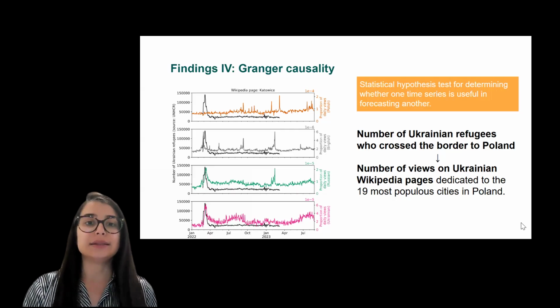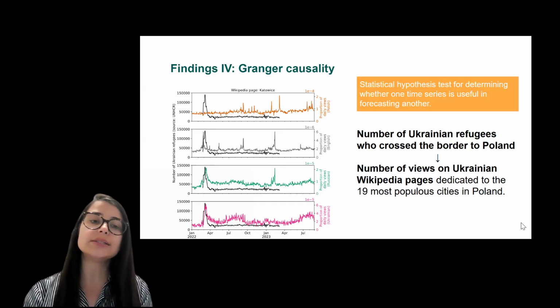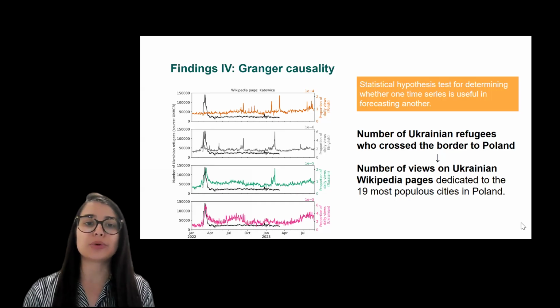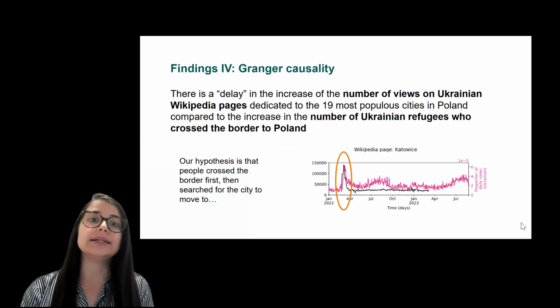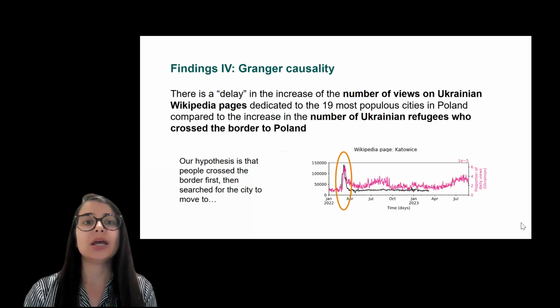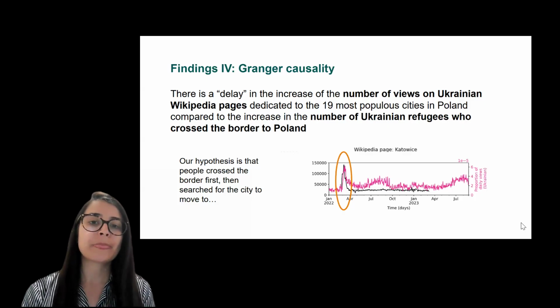This means that there is first an increase in the number of Ukrainian refugees crossing the border to Poland, followed by an increase in the number of views on Ukrainian Wikipedia pages about Polish cities. There is actually a lag of up to 7 days between the start of the war and the peak in the number of views in Ukrainian on most of the Wikipedia pages about Polish cities we analyzed. These results suggest that Ukrainian refugees and their families searched for more information about cities in Poland shortly after crossing the border.